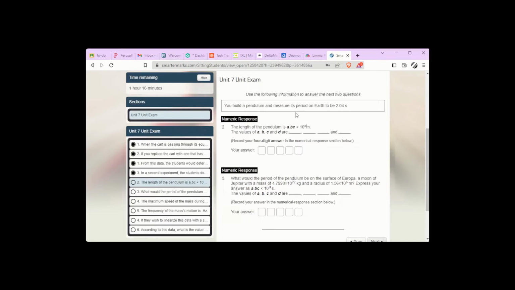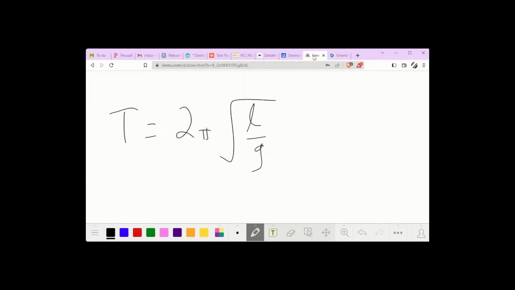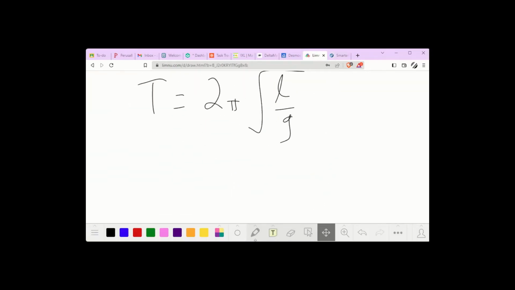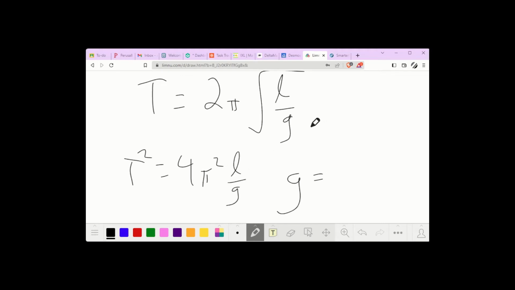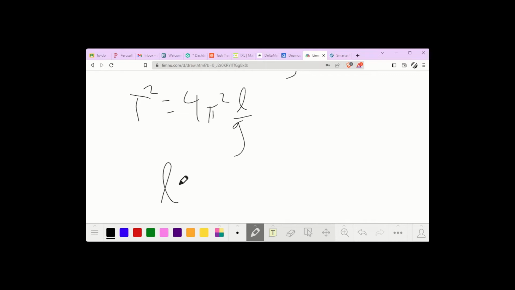Now here, you build the pendulum and measure its period on Earth to be 2.04 seconds. So we can actually start with the same equation. Say T squared is 4 pi squared L over g. So then L is what we're trying to solve for. So L is g T squared over 4 pi squared. So we have 9.81 meters per second squared.